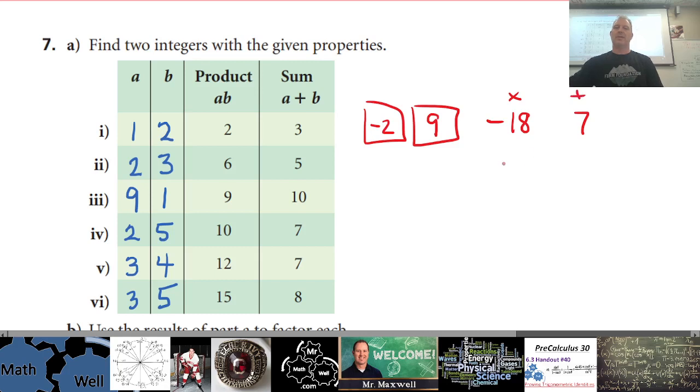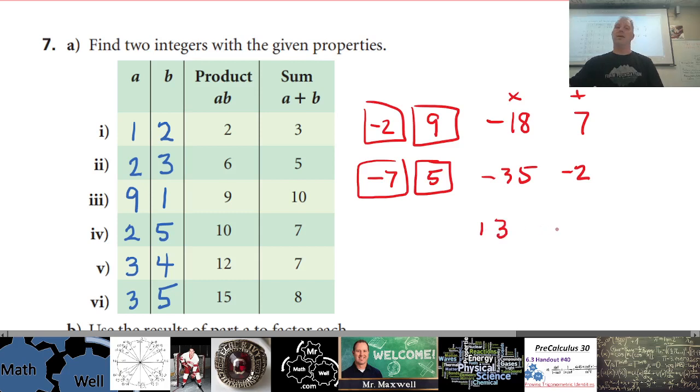Multiply and add. Times and plus. Okay, what about negative 35, and the sum is negative 2? What about that one? All right, negative 7 and 5. Those are the two numbers. They multiply to negative 35 and add to negative 2. Okay, one more. Let's do negative 30 and 13, the other way around.